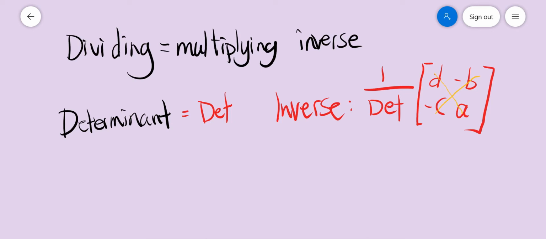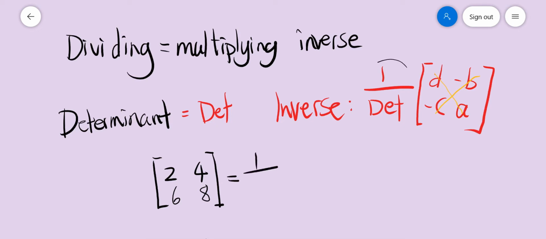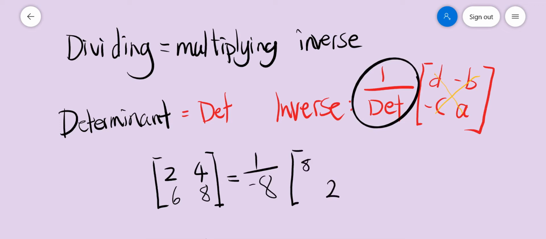So just like that. For example, if you want to find the inverse of, let's say, this matrix, what you do is you first find the determinant, which is 2 times 8, that is 16, minus 24, that is minus 8. And this part is 1 over minus 8, times you swap A and D to get 8 and 2, and then put a negative sign to the other two numbers, just like this.